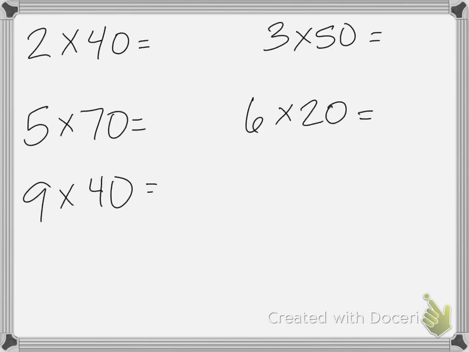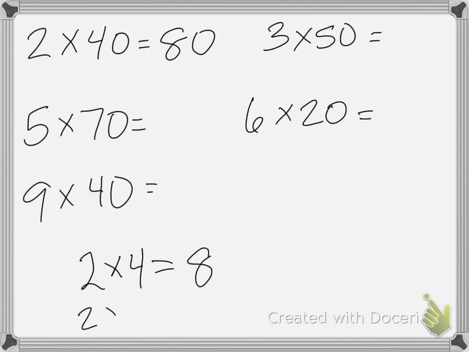Okay. So on the first one, we would read that as two groups of 40. And the answer was going to be 80. And we know that it's 80 because two groups of 4, or 2 times 4, equals 8. So 2 groups of 40 has to equal 80.